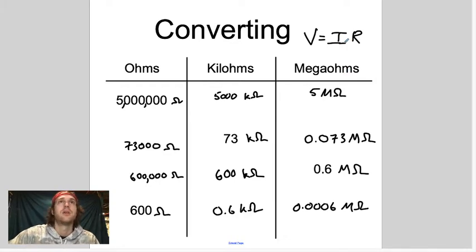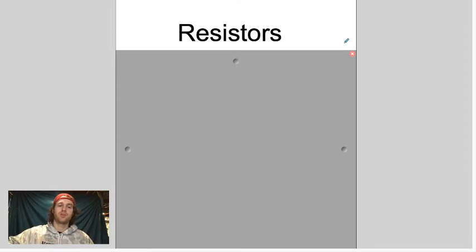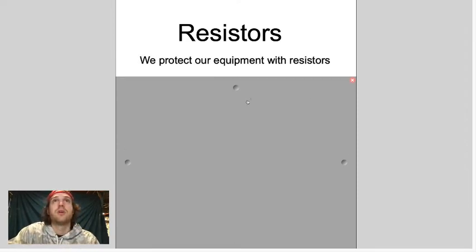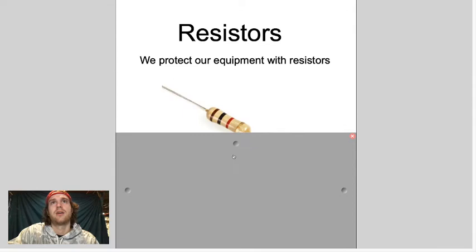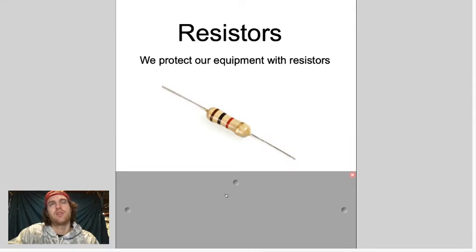Interesting. Moving on. Okay, let's learn about resistors. Now we're going to do some new stuff. Review's over. Let's keep cruising. So resistors, we protect our equipment with resistors. That's the whole point, and I've gone over that. There are different kinds of resistors, some with 5 stripes, some with 4. All the ones that you're going to be dealing with today are 4-stripe resistors.